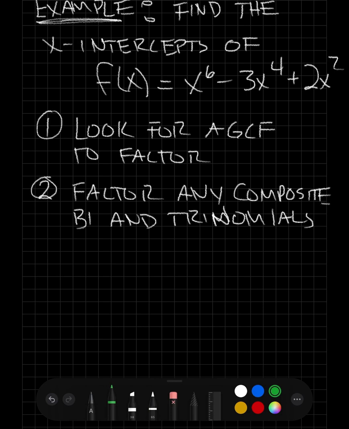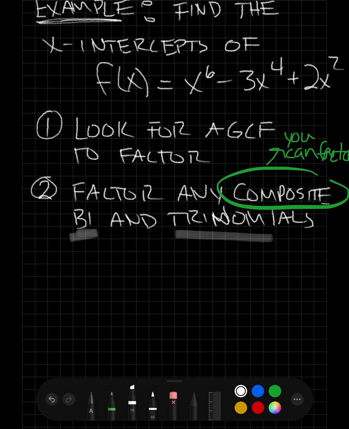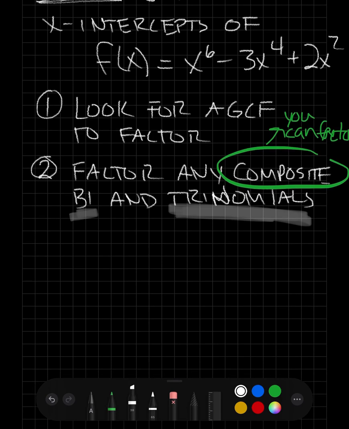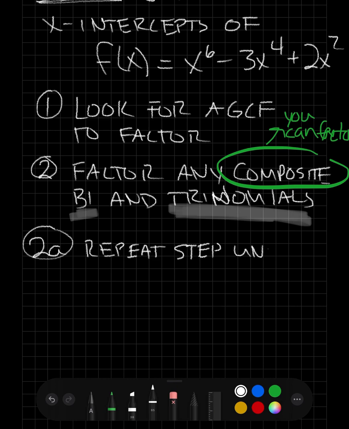So for step 2, when something is composite, this is a fancy word that just means you can factor it. So what I'm saying here is that you look for things that you can factor, and then you factor them. Composite means you can factor it. And binomials and trinomials, I'll show you in our example. What's a binomial? What's a trinomial? But these are really the only 2 steps we're going to do. And then I would say your step 2A is you just repeat step 2 until you can go no further.